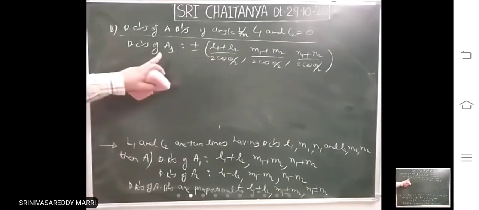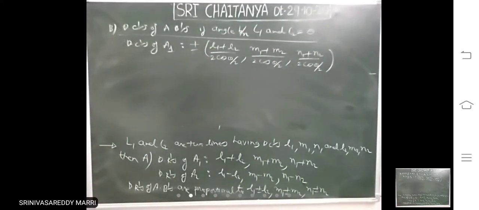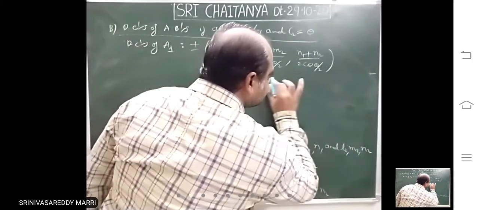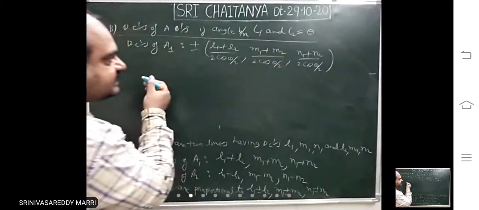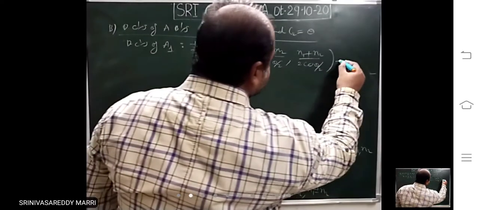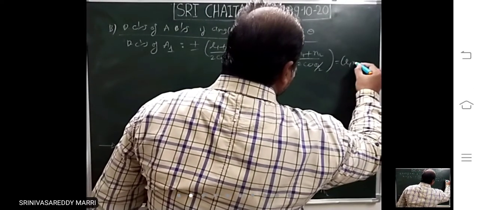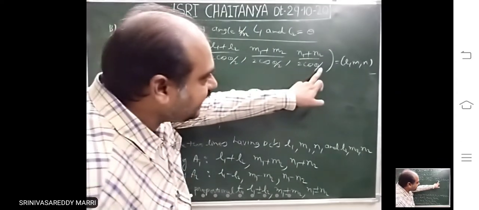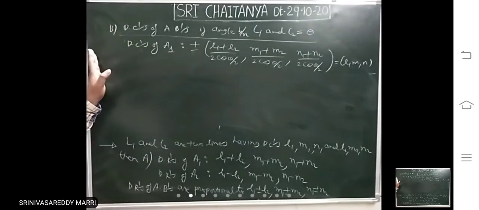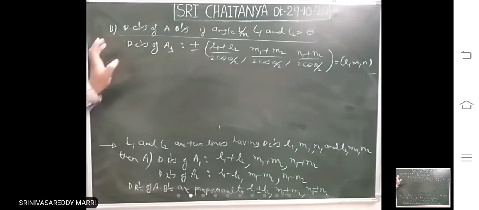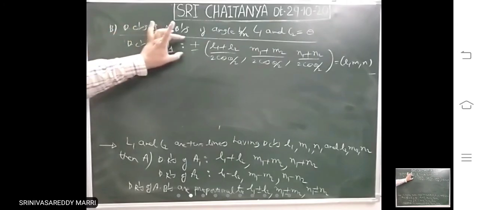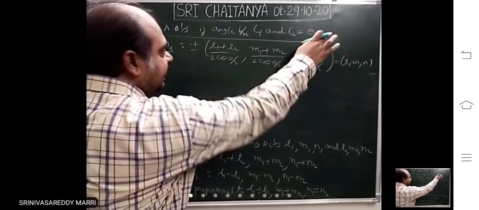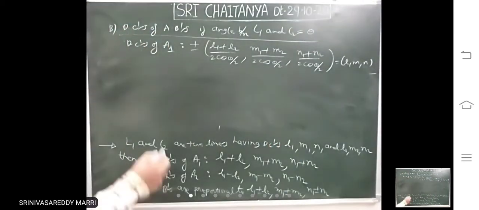These are the DCs of angular bisector 1. That means this is for this line only. One side, one element, means another side element. These are DCs l, m, n for one side, and on the other side it is minus l, minus m, minus n. This is for angular bisector 1, plus or minus. This is the formula. Theta is the angle between L1 and L2.